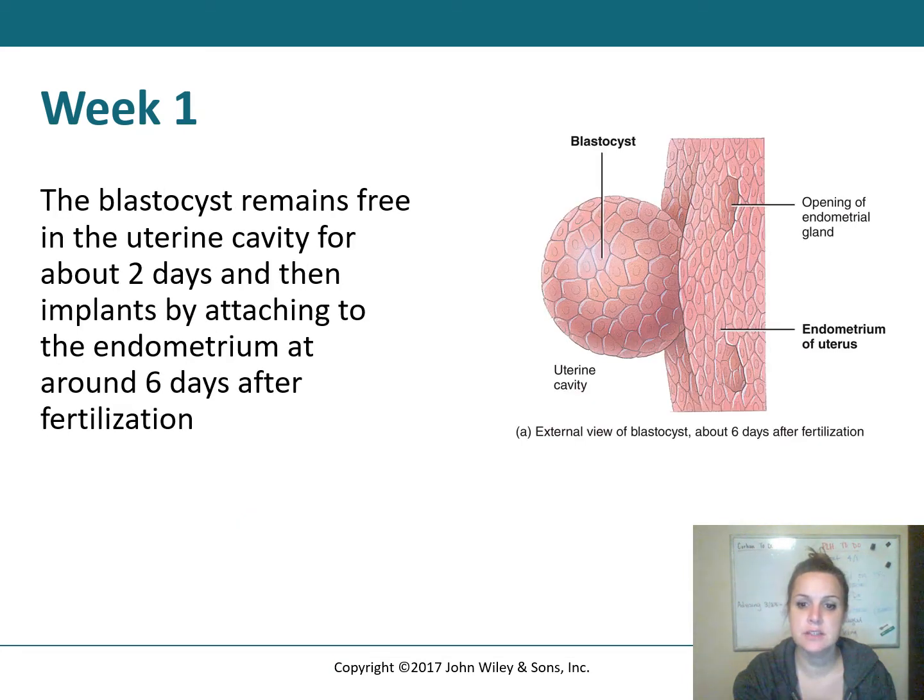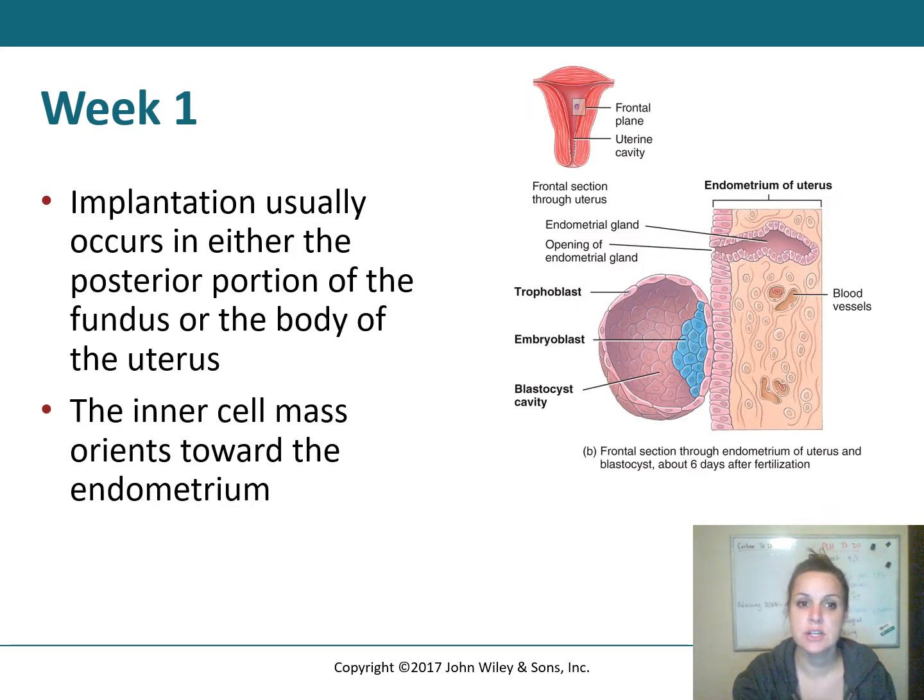The blastocyst is free in the uterine cavity for about 2 days, but then it implants into the endometrium of the uterus at about 6 days after fertilization. When that implantation occurs, it's usually in the posterior portion of the fundus or the body of the uterus, and you can see that up on top. The inner cell mass, which is going to become the embryo, is going to orient itself towards the endometrium.